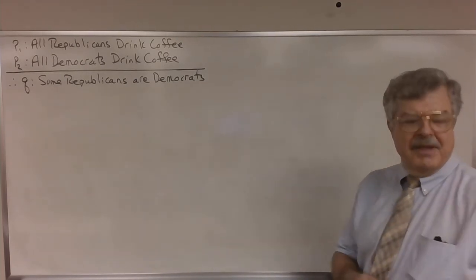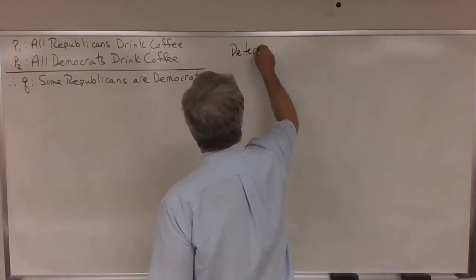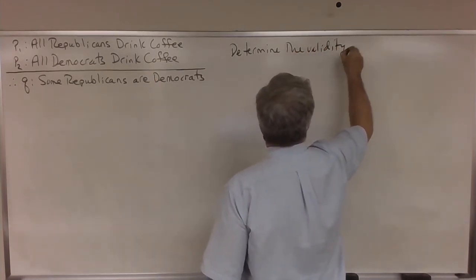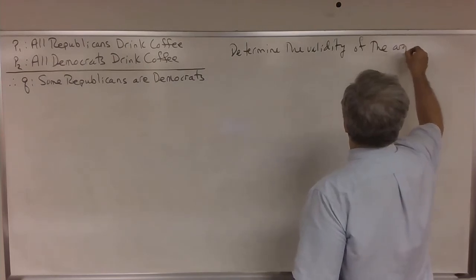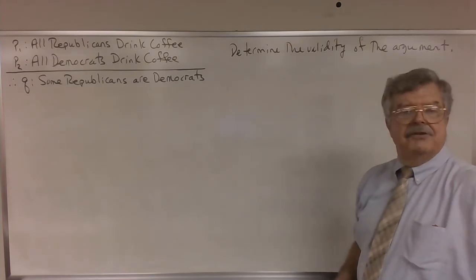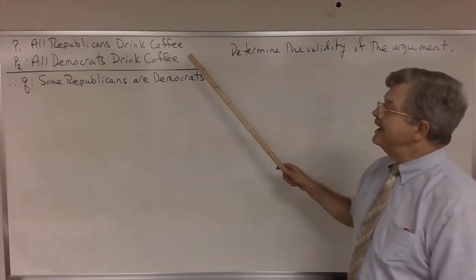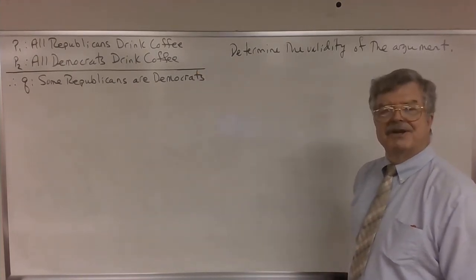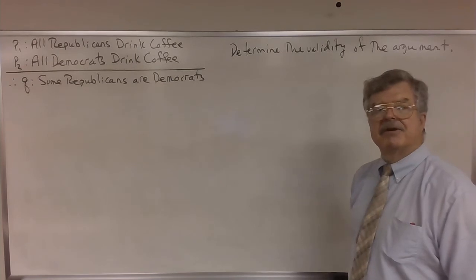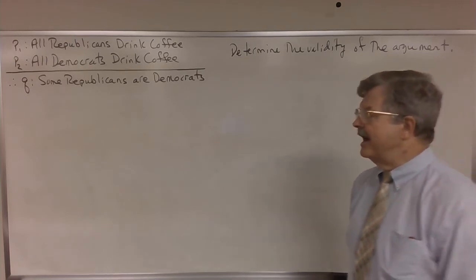Now, here's a good one. And I guess maybe I should write the instructions. Determine the validity of the argument. Okay. So our first premise, all Republicans drink coffee. The second premise, all Democrats drink coffee. Our conclusion, some Republicans are Democrats. So let's see if this argument is valid or not.